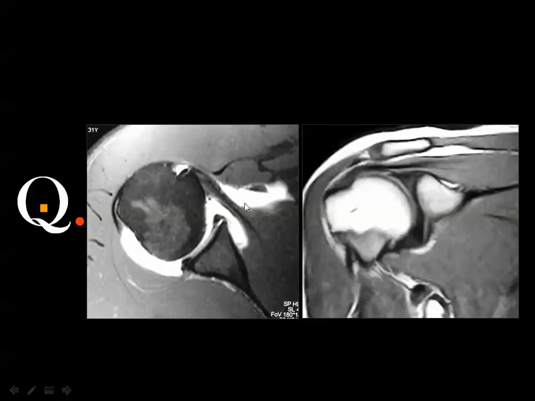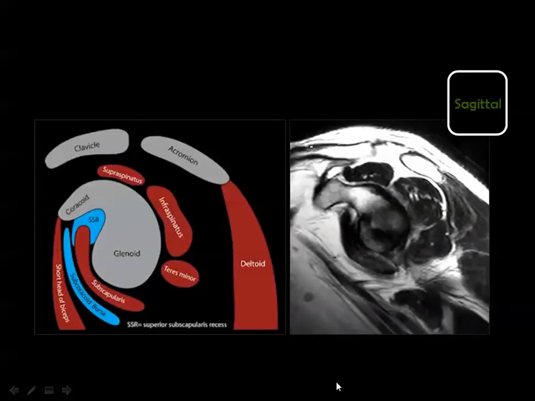This is the axial image showing the subscapularis tendon, anterior labrum, posterior labrum, and this is the infraspinatus, the biceps tendon in the groove. And this is the supraspinatus, and this is the acromioclavicular joint, superior labrum, inferior labrum, glenohumeral ligament, and this is the tendon of the long head of the biceps. Then we come to the sagittal images.